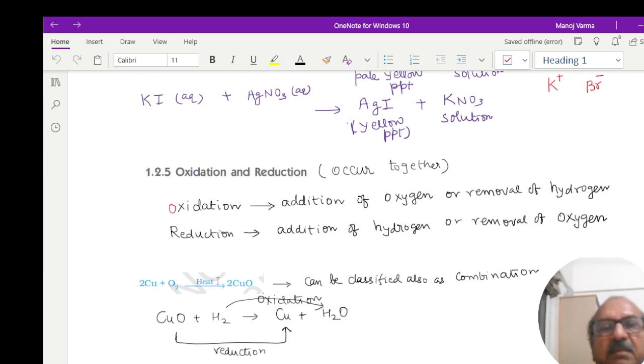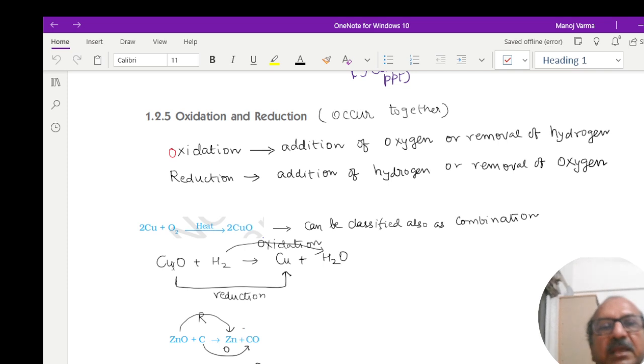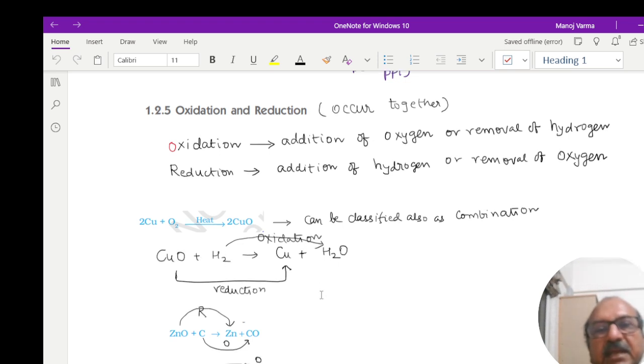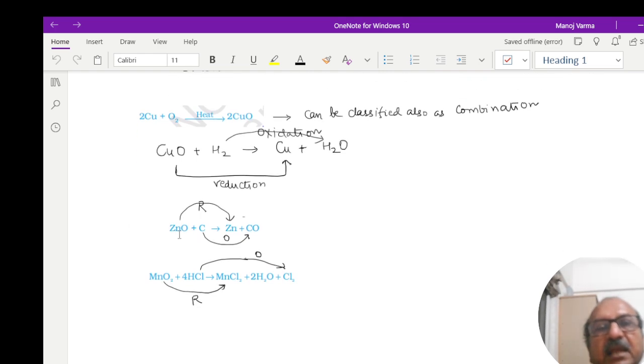So these are the examples of redox reactions. Here, copper oxide reacts with hydrogen to give copper and water. From copper oxide to copper, it is reduction because oxygen is removed, and from hydrogen to water, it is oxidation because oxygen is added. In the same way, you can understand these two oxidation and reduction reactions. In reduction, oxygen is removed, and in oxidation, hydrogen is removed.